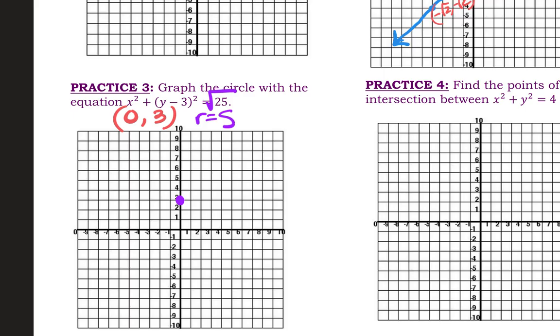Then we go up 5, 1, 2, 3, 4, 5. And the same in each direction. All right, and then we just try to make our circle there, okay?